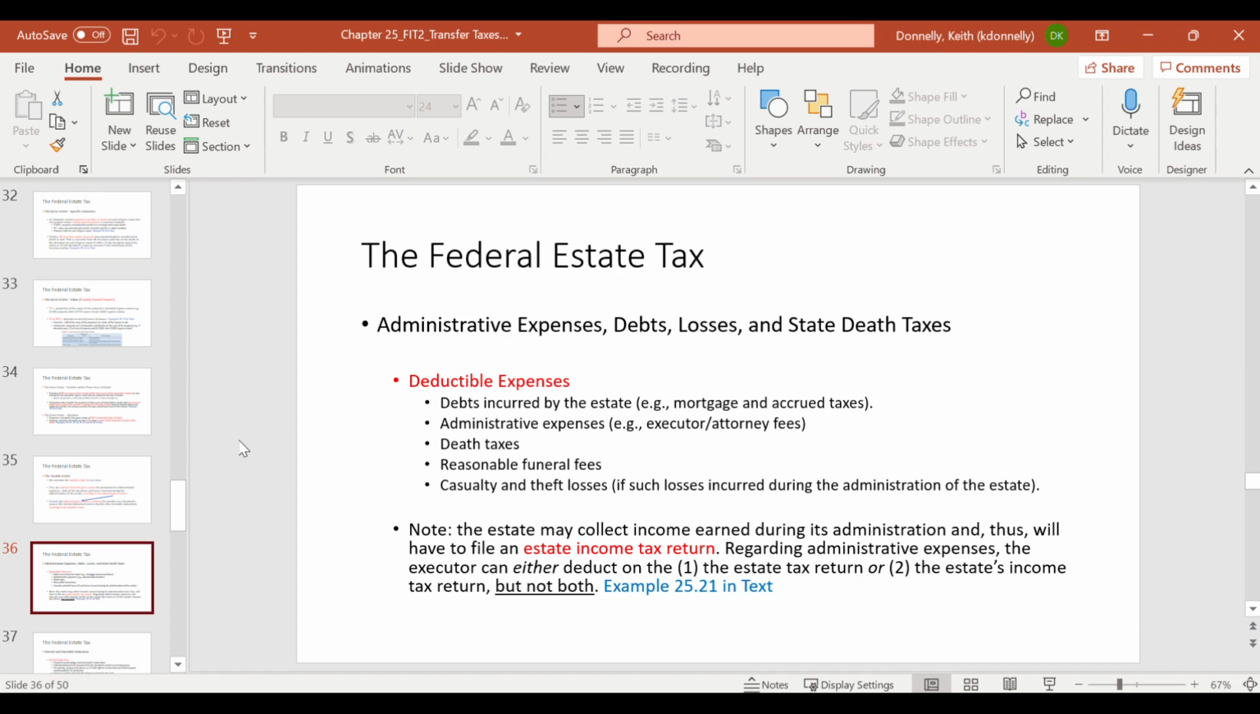In distinction, an estate income tax return is a tax return based on income that was generated from the estate. Now, if you have administrative expenses, like you're paying attorneys and stuff, you don't get a double dip. In other words, you don't get to deduct those on the estate tax return and the estate income tax return. You have to pick which one.